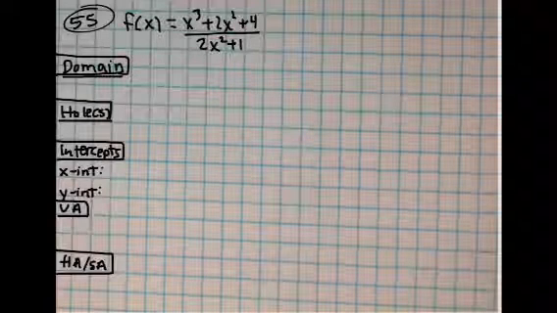Alright, so number 55, domain is all reals because nothing makes the denominator 0.